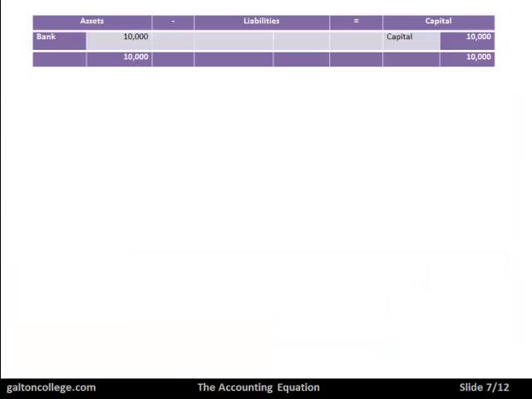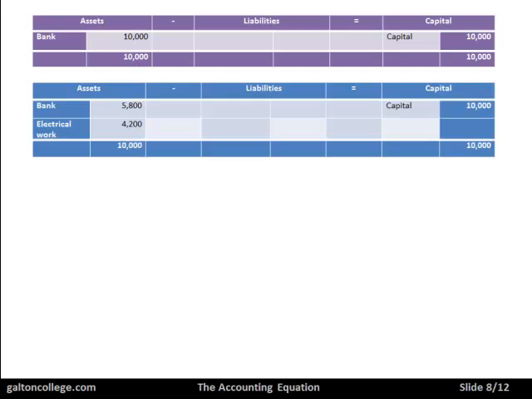I'll just put the cursor onto the screen. Here we go. We've got assets minus liabilities equals capital. That's our equation. That's the accounting equation. Assets minus liabilities equals capital. Now, Jim put £10,000 into the business. So his capital is £10,000. He put it into the bank. So we have £10,000 capital in the business.